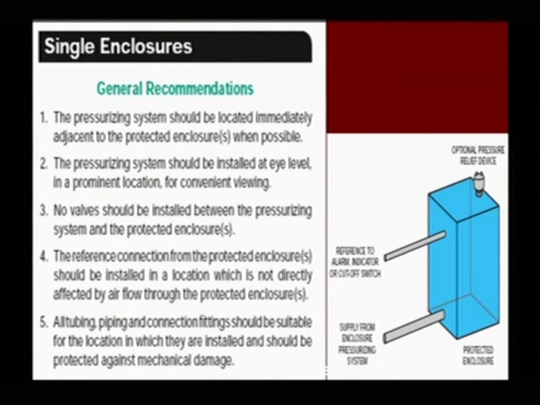So general recommendations: the pressure system should be located immediately adjacent to the protected enclosures when possible. The pressurizing system should be installed at eye level in a prominent location for convenient viewing. No valve should be installed between the pressurizing system and the protected enclosures. The reference connection from the protected enclosure should be installed in a location which is not directly affected by airflow through the protected enclosures. All tubing, piping, and connection fittings should be suitable for the location in which they are installed and should be protected against mechanical damage. So those are the general recommendations when installing a purge system on a single enclosure.